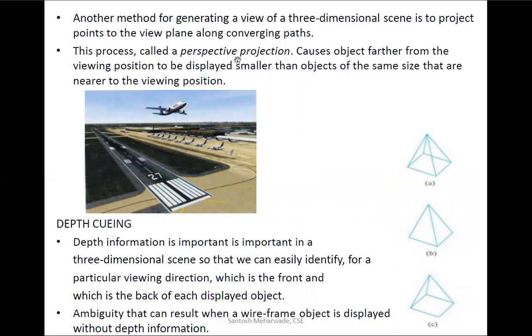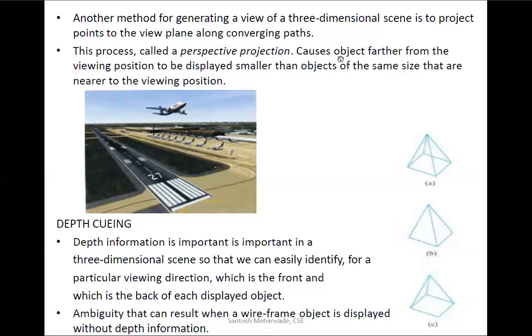Whenever you are viewing something, all the projections coming from the object are going to meet at some particular point. That point is nothing but your eye, your iris. Everything is merged at that point, and that type of viewing we call perspective viewing.